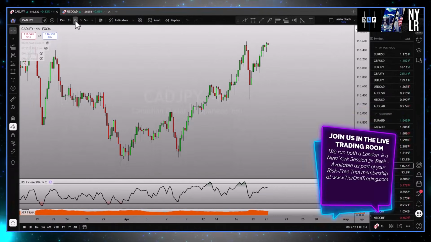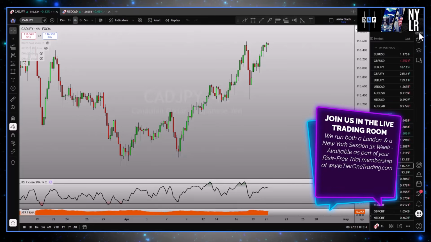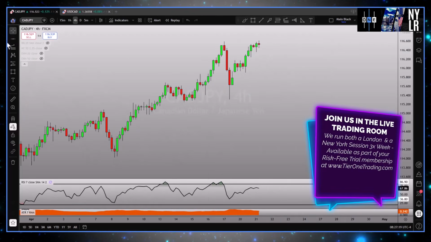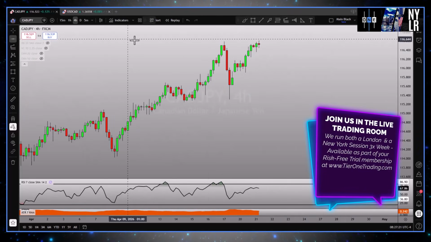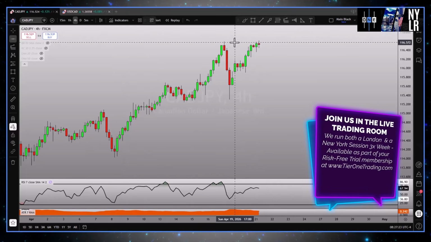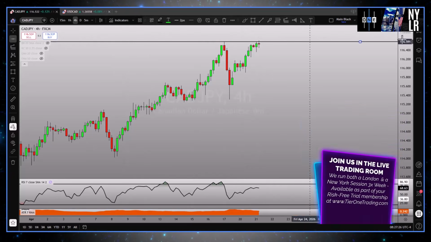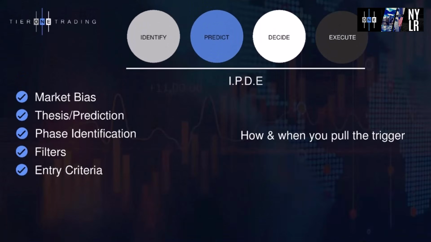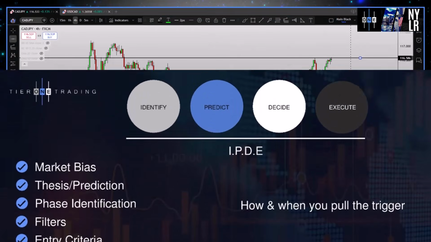All right, so let's do some IPDE here. We're going to use the 4 hour and the hourly. So let's identify: what do you identify here on the 4 hour? What is price doing? Where is price at? What has price done? How would you classify this? I can zoom out for you a little bit too.